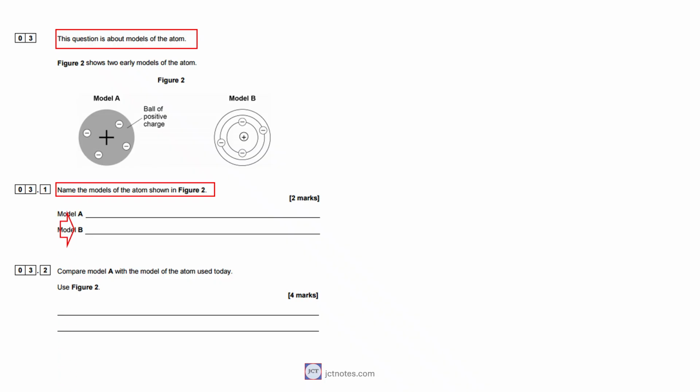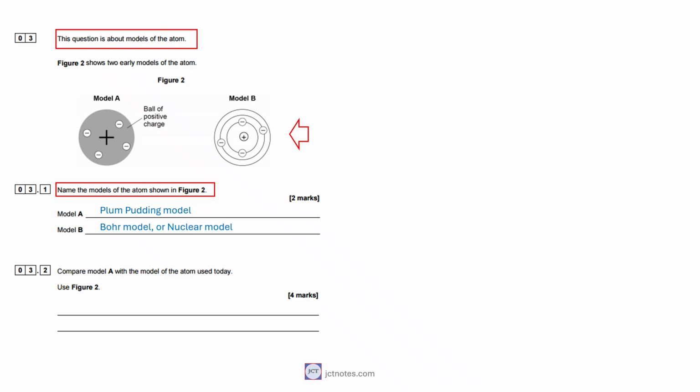Model A shows a single ball of positive charge with negative electrons dotted throughout it. This is the plum pudding model, discovered by J.J. Thomson. Model B shows electrons orbiting a central positive charge in fixed rings. This is the Bohr model, or the nuclear model.